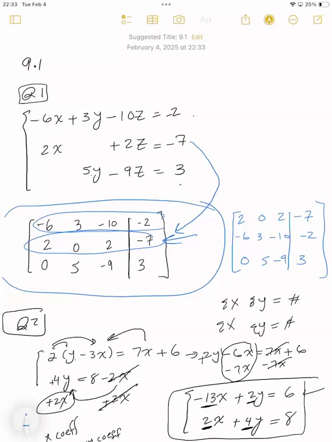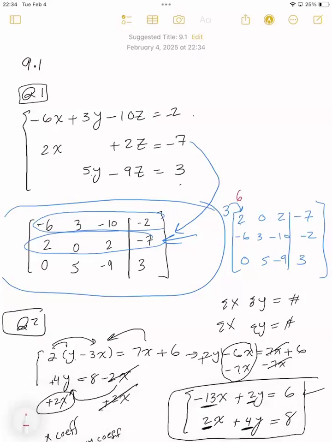Another operation you're allowed to do is you're allowed to multiply a row by a number and add it to another row. So for instance, I'm allowed to multiply 3 by row 1. So I multiply 3 by 2.